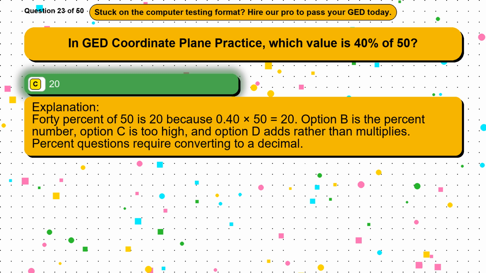Option B is the percent number, option C is too high, and option D adds rather than multiplies. Percent questions require converting to a decimal.